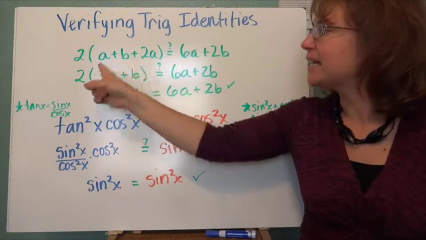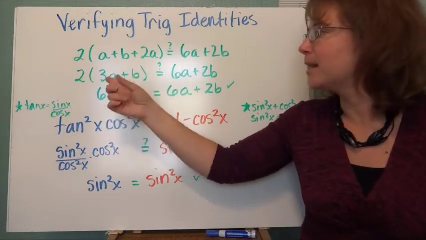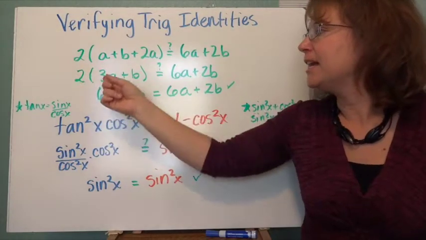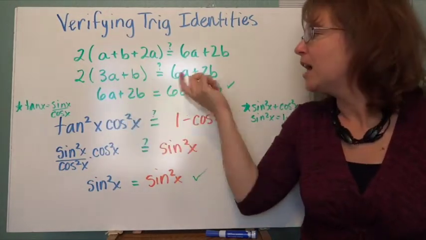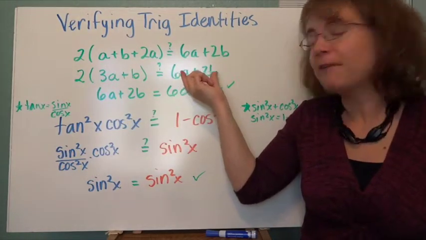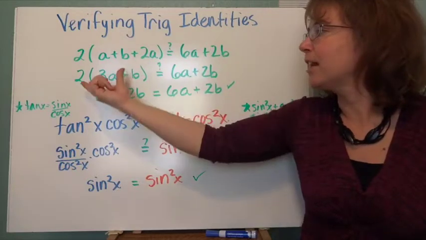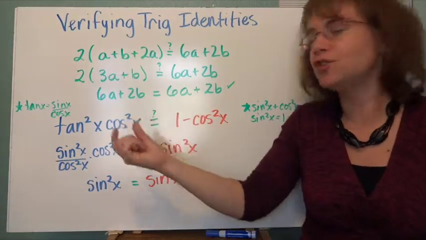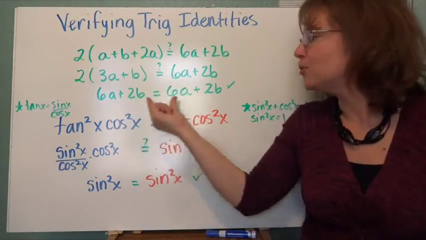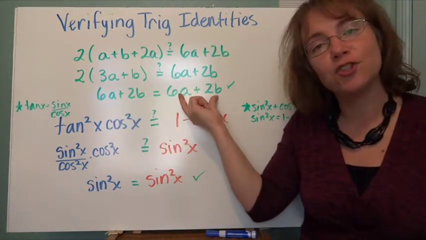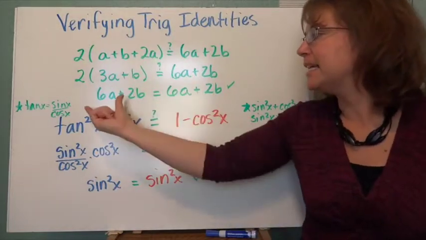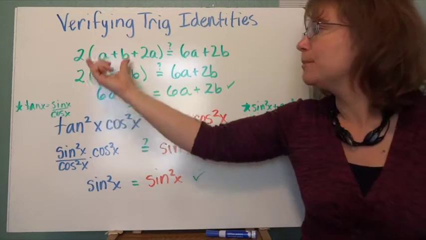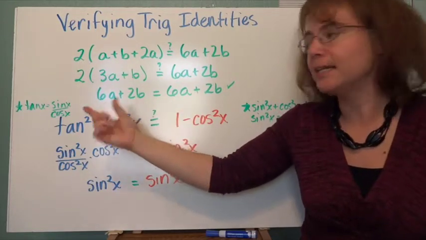So here I just added like terms, which is a fine thing to do mathematically, and I left this side alone. Then I went ahead and distributed here my 2. I could have equally factored out a 2 right here, and I would end up with both things on the same side, but instead I chose to distribute. So I have 6a plus 2b is equal to 6a plus 2b. I verified my identity by making the sides identical to each other using my math reasoning.